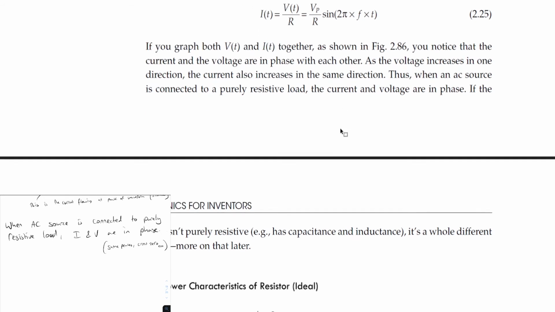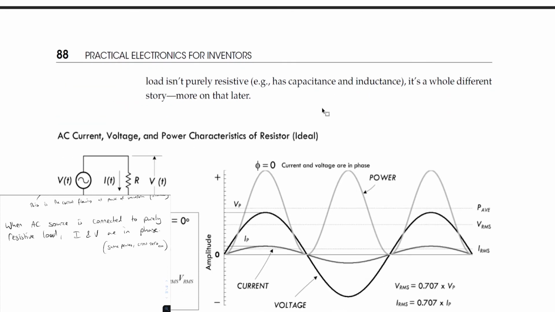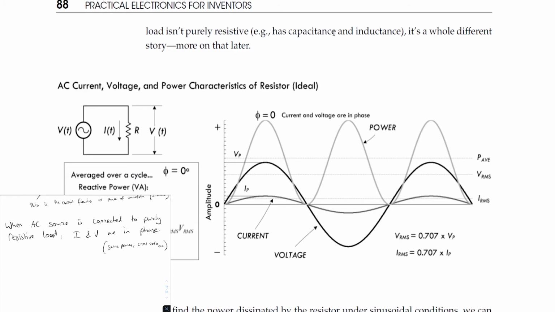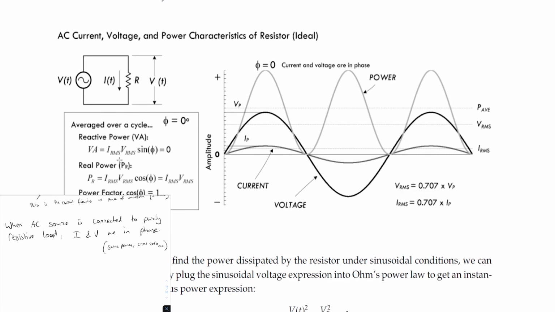Okay. If the load isn't purely resistive, i.e. has some capacitance and inductance, it's a whole different story. Oh man. Yeah, I haven't learned about capacitors or inductance at all yet, so thank you for saving that for later. Alright, so I'm a bit confused by the RMS values. This is what my first assignment was on. I don't get what they're trying to say here in terms of, does this line here represent the voltage, whatever it is, root mean squared?